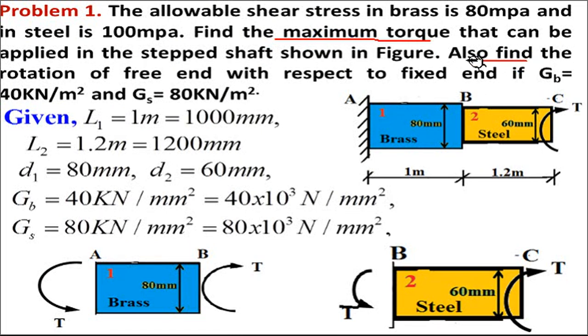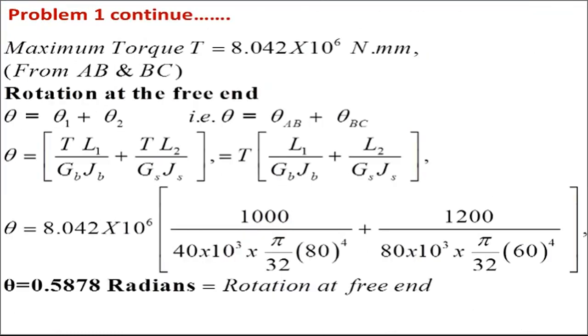Now the second one: also find the rotation at the free end. Rotation means what? Slope, angular displacement. You have to calculate the rotation, which means theta. So maximum torque T is 8.042. For maximum torque we will find the slope. Rotation at the free end is theta equal to theta 1 plus theta 2. When shafts are in series, these slopes are added.